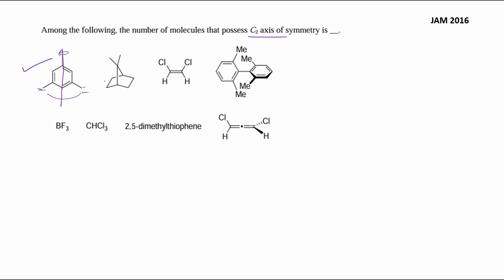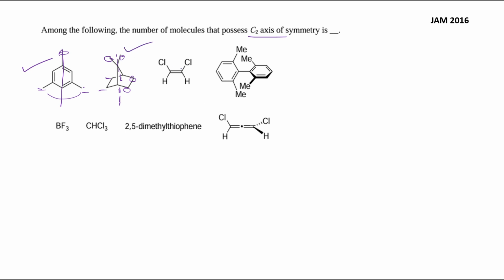Similarly for the second one also, it is a symmetric structure. If you place an axis through this point, going through this point and coming out below, and you rotate it, you will see these two carbons will exchange position with these two, and then these two methyls will exchange position with each other. So here also we have a C2 axis.